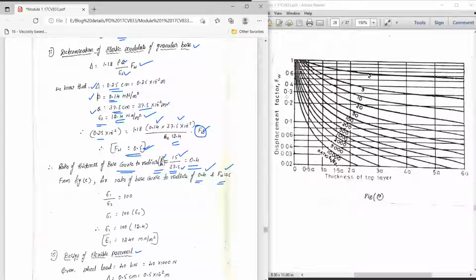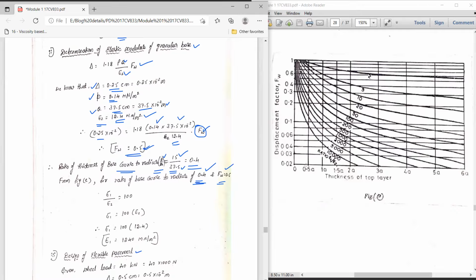Please locate FW value 0.5 on the y-axis. So 0.4 is here and 0.6 is here. Therefore, 0.5 means somewhere in between. Here it will come. Correct? Now what you need to do? FW 0.5 you had located. So on the x-axis, you need to locate 0.4. That is Z by A value. So Z by A 0.4 means, here it is 0.5, you need 0.4. 0.4 means it is somewhere here. Here it is 0.5, so 0.4 means somewhere it will come here.